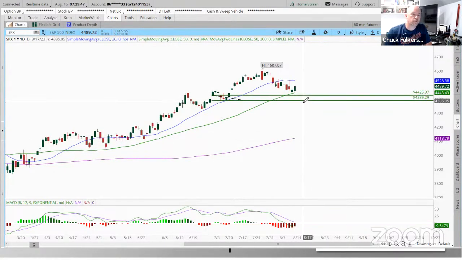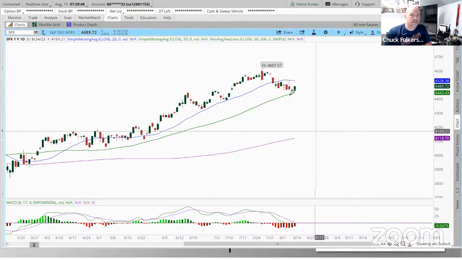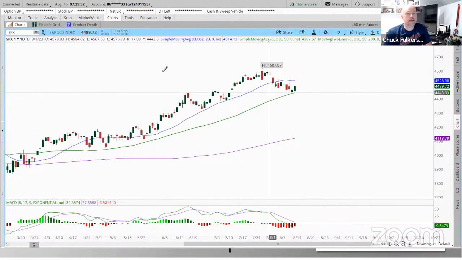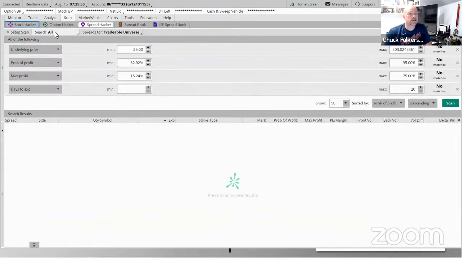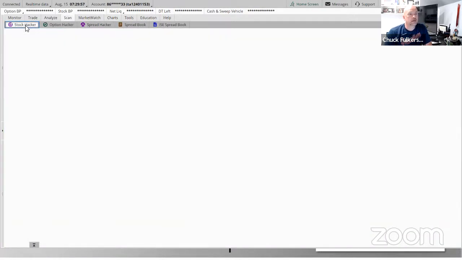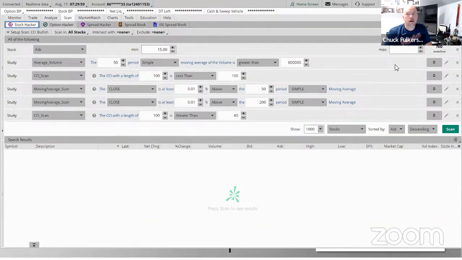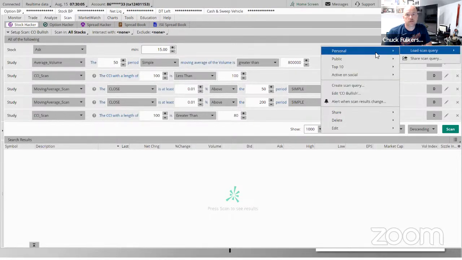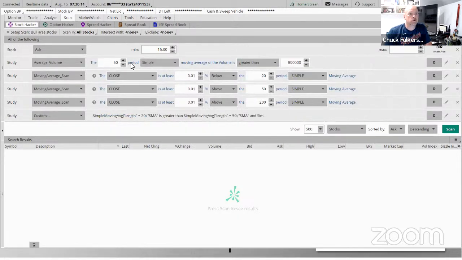So this, I think, is a really good opportunity to go search for stocks that are also in the bull area that might give us a decent entry. So when I go to my scan, my stock hacker, and I'm going to go to my bull area stocks. So my bull area stocks are going to be over $15 a share, the 50-period simple moving average volume greater than 800,000, below the 20, above the 50, above the 200, and then the 20 is above the 50, which is above the 200.